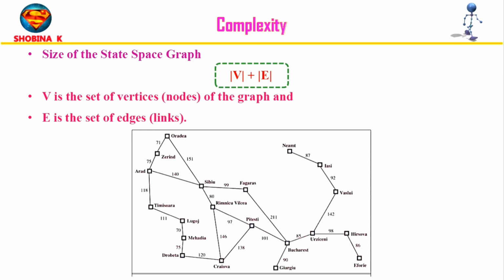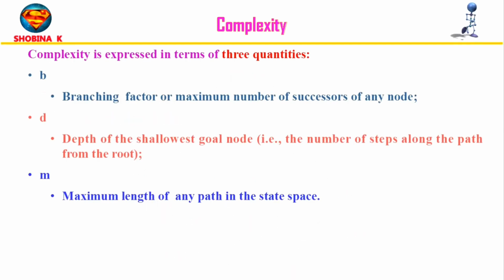And we know that in AI, the graph is often represented implicitly by the initial state, actions, and transition model, and is frequently infinite. For these reasons, complexity is expressed in terms of 3 quantities. First we have the branching factor, which is denoted as b. This branching factor is the maximum number of successors of any node. And the next quantity is depth, which is denoted as d. The d is the depth of the shallowest goal node, that is, the number of steps along the path from the root. And the last quantity is the maximum length of any path in the state space, which is denoted as m.